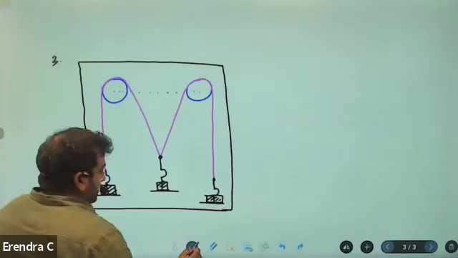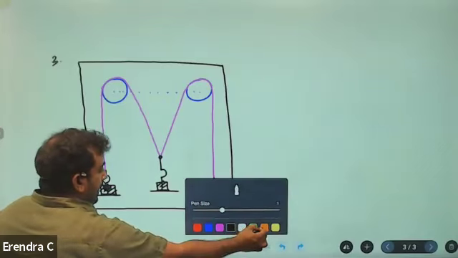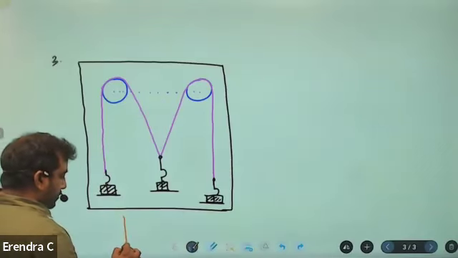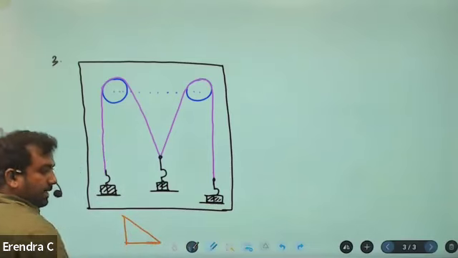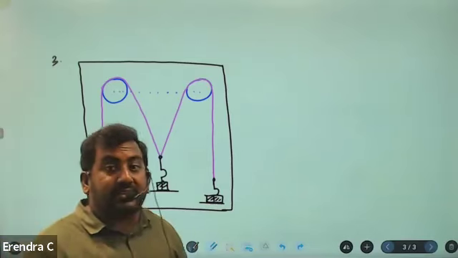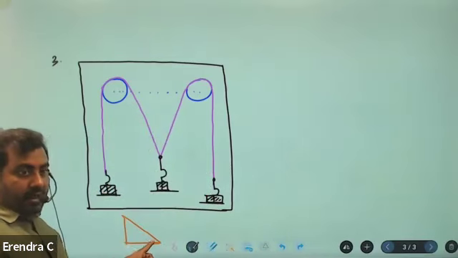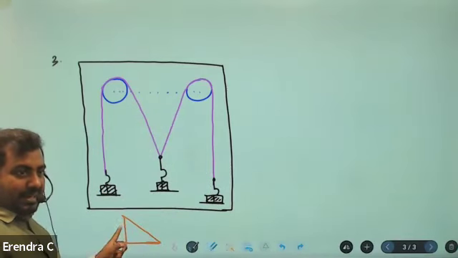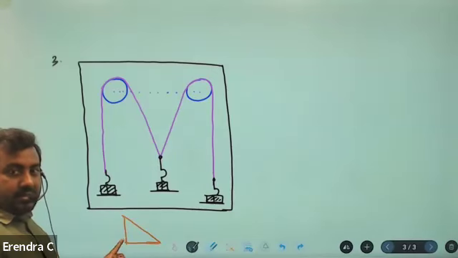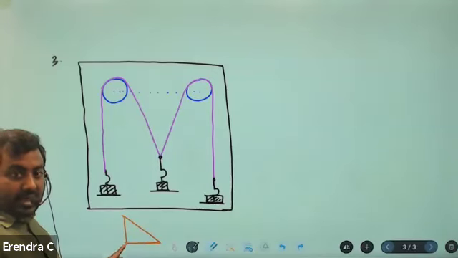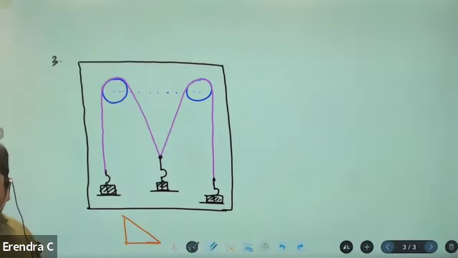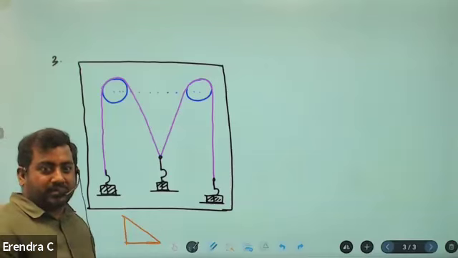What you do first is, get a set square. In your instrument box, there are two set squares. One is 45, 90, 45, and the other is 30, 60, 90. Check and see if you have two set squares in your instrument box.